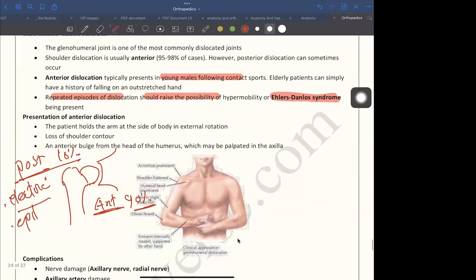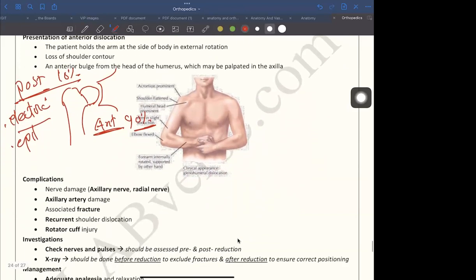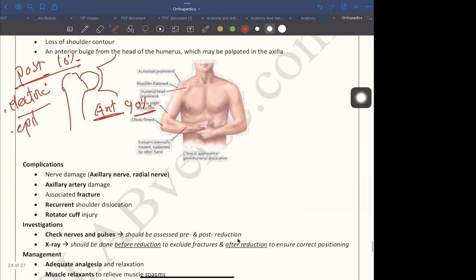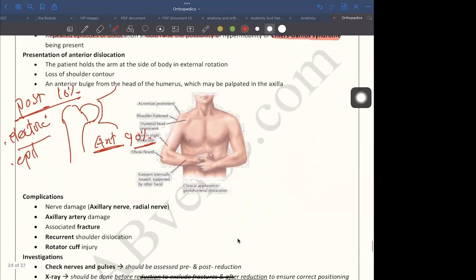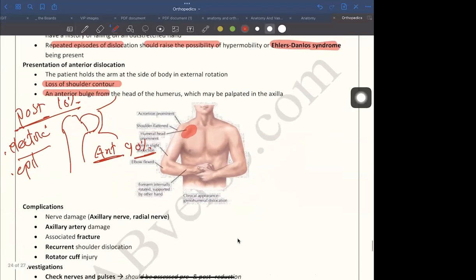Well, presentation, you have the patient hold their arm like they're holding a baby, loss of shoulder contour, and the anterior pulse, and there would be a space in this area as well. There is risk of nerve damage, and rotator cuff tear or rotator cuff injury is at high risk as well.